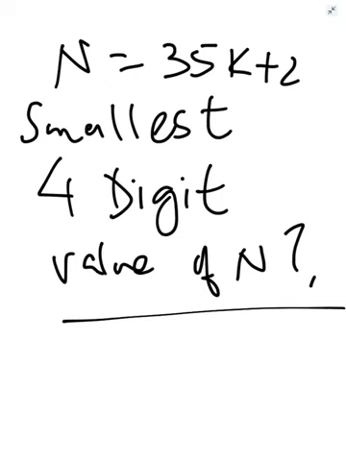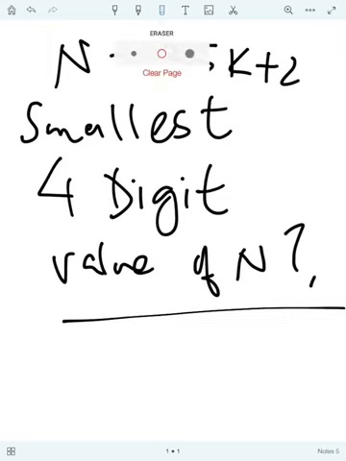Now we have to find the smallest 4-digit number n, which when divided by 5 or 7 will give you a remainder of 2. So how to proceed for this question? Smallest 4-digit value of n. So again I can write down the equation as 35k plus 2.